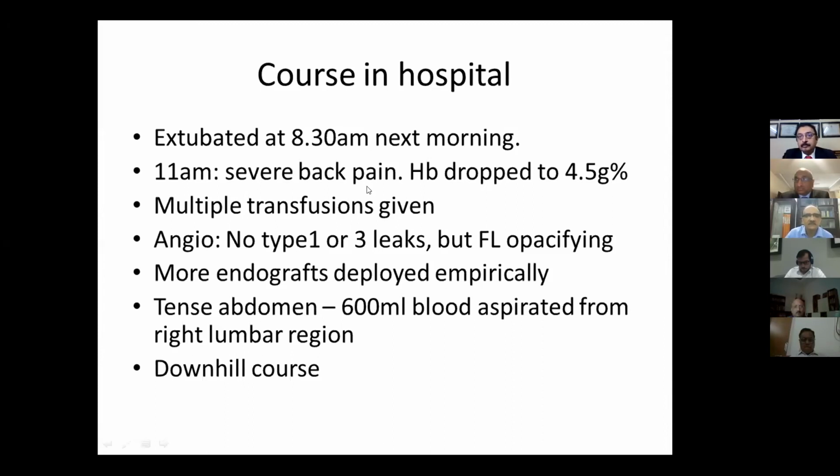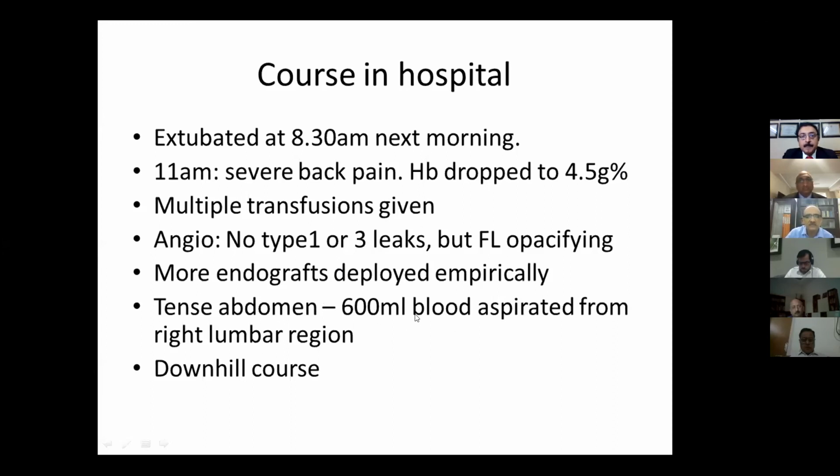But within a few hours, she started saying she's having severe back pain, and her hemoglobin dropped to 4.5 grams. And we gave multiple transfusions, took her back for an angiogram. Couldn't find any type 1 or 3 leaks, but we kept seeing this false lumen opacifying. So we thought maybe it's got something to do with the overlaps. So we put some more grafts in the overlaps of the previous endografts. And we even jailed the left internal iliac with a single graft from the common to the external, thinking that maybe it's the gutter leak.